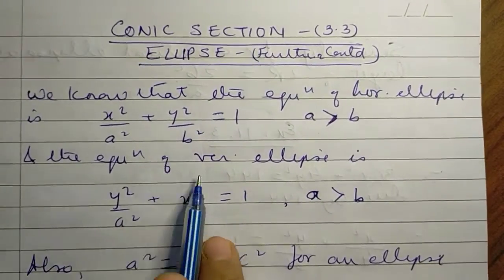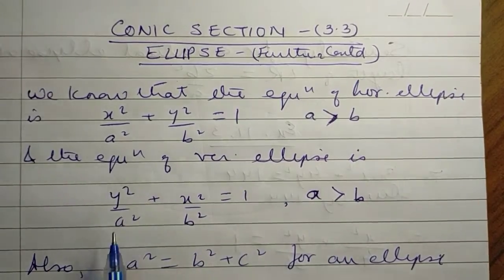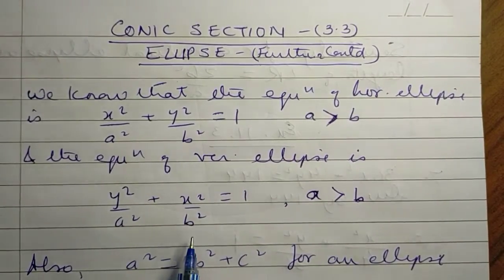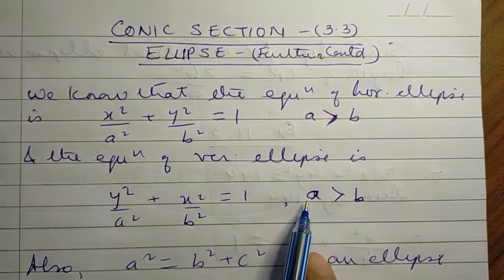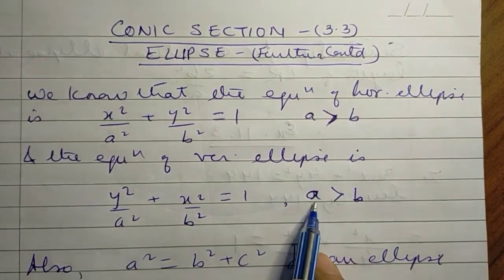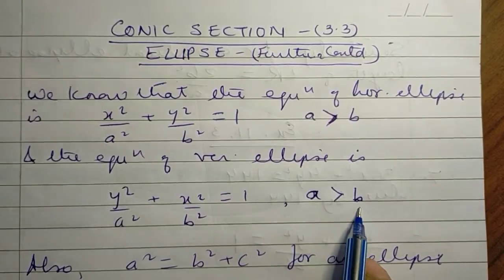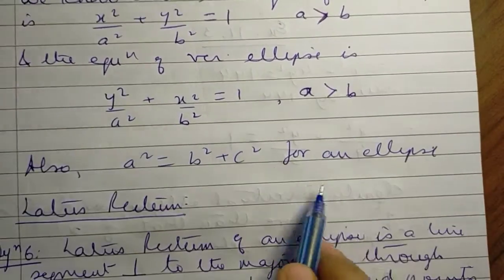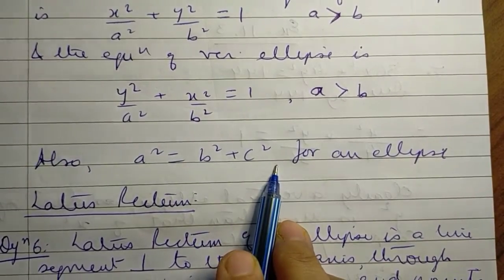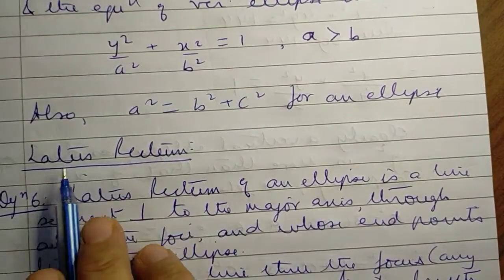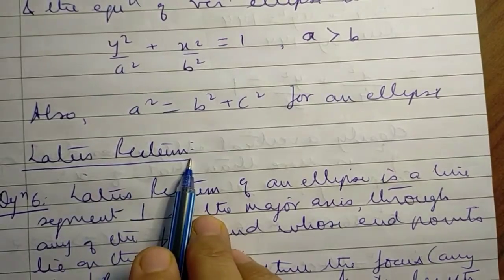Similarly, the equation of the vertical ellipse is y squared over a squared plus x squared over b squared equal to 1, a being greater than b, where a is the length of the semi-major axis and b is the length of the semi-minor axis. Also, for an ellipse, we know that a squared equals b squared plus c squared. So let us now do the concept of the latus rectum of an ellipse.